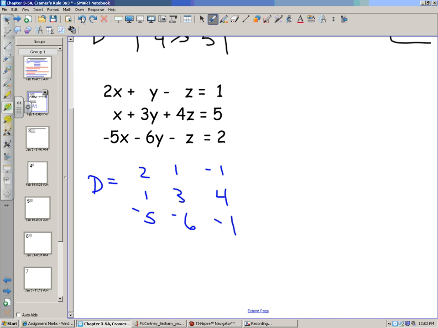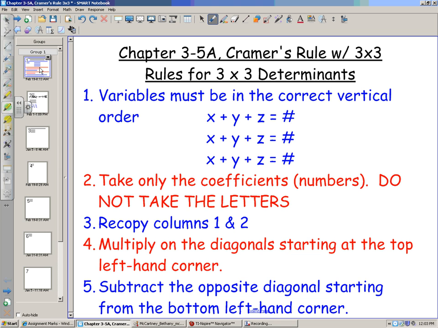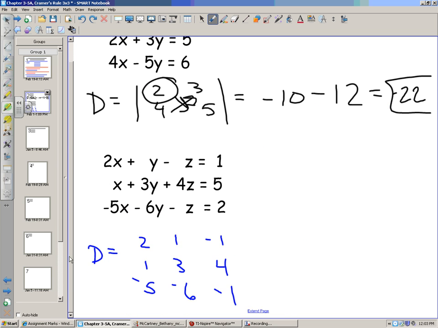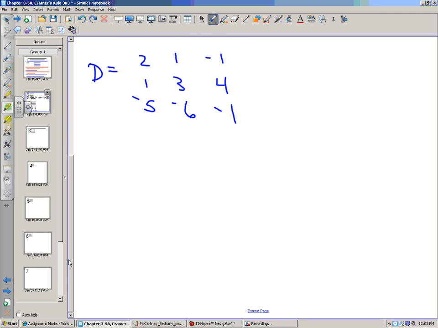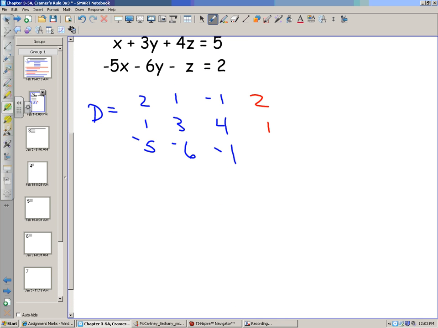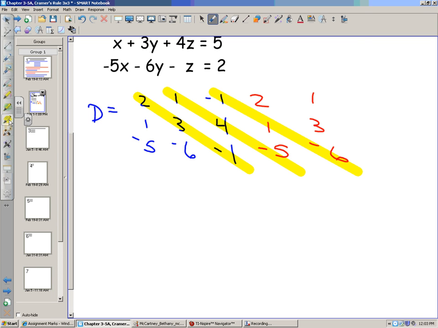Which is why in our notes right here it says to recopy columns 1 and 2. Do you see that? By recopying columns 1 and 2, 2, 1, negative 5, 1, 3, negative 6. What's the first diagonal you see? 2, 3, negative 1. Do you see another diagonal going down? 1, 4, negative 5. Do you see another one? So there's our first diagonal.